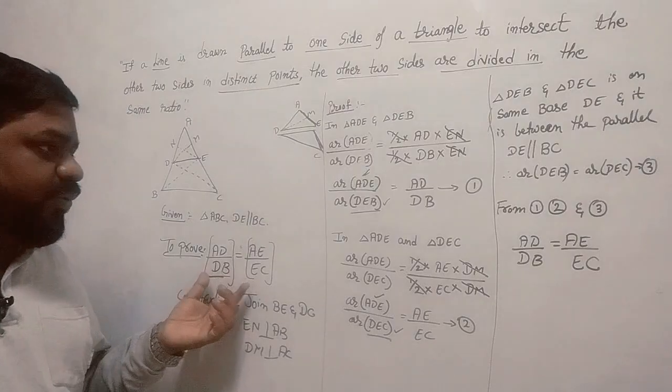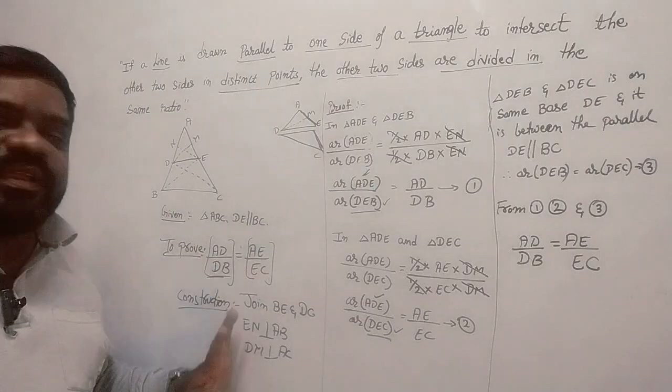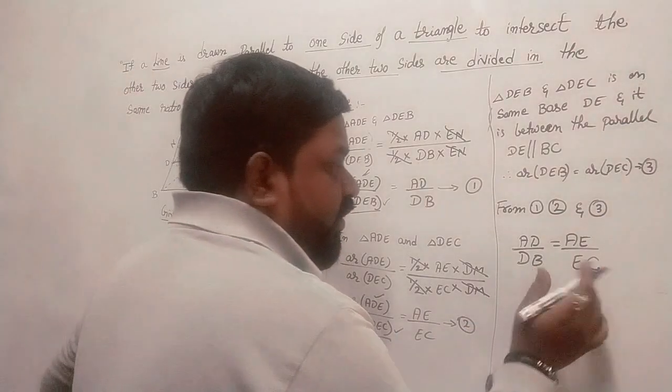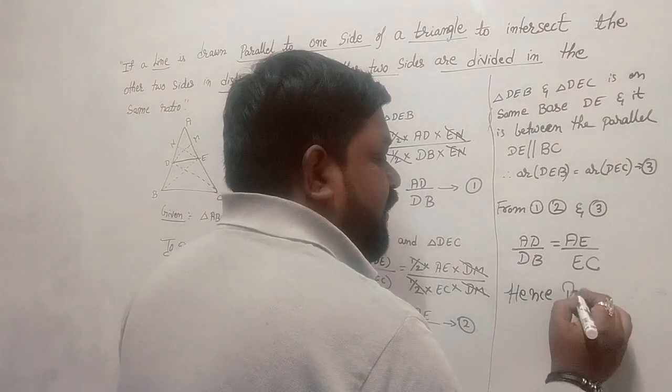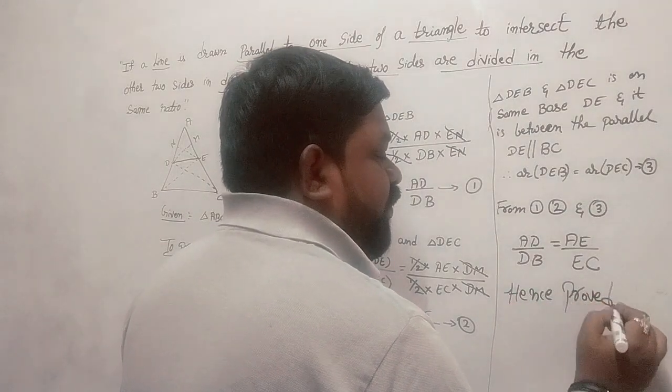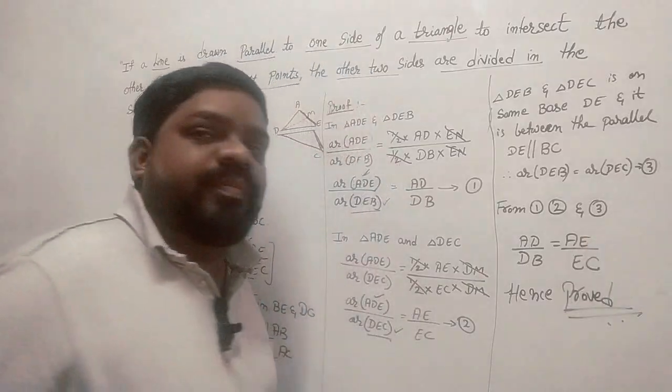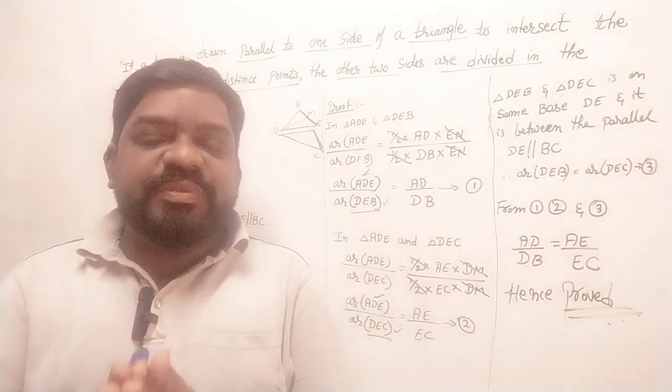So what we had to prove? The two sides are divided in the same ratio. So we have obtained that. Hence proved. Hope you have understood the BPT theorem.